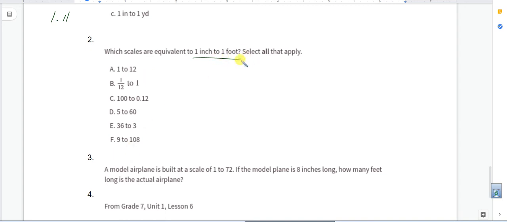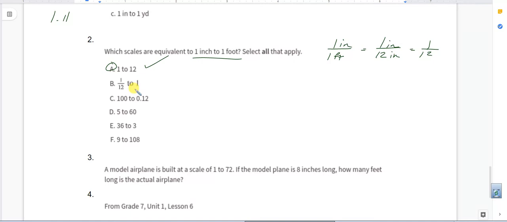Well, 1 inch to 1 foot is not a 1-to-1 ratio. 1 inch to 1 foot is actually equivalent to 1 inch to 12 inches, or just a 1 to 12 ratio. So we're looking for fractions that can reduce to a 12th. Check. Right? So the first one right off the bat.